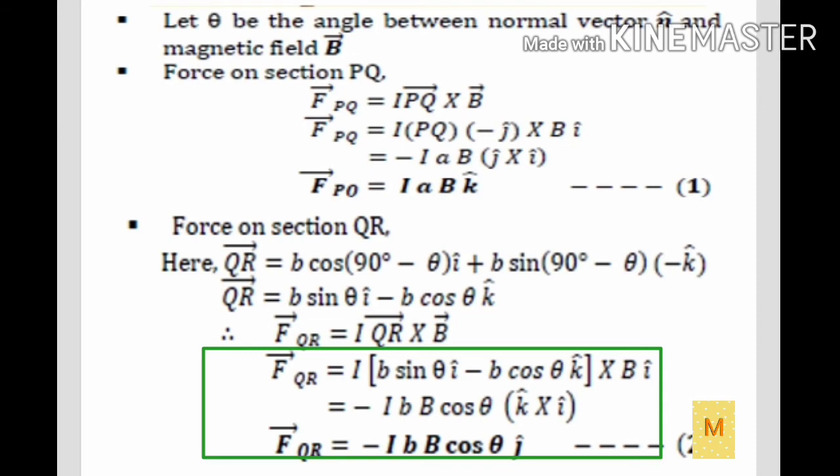After solving the right hand side, we will get minus I B B cos theta k cap cross i cap. This k cap cross i cap is replaced by j cap, so that the equation becomes F_QR vector is equal to minus I B B cos theta j cap. This is equation number 2.